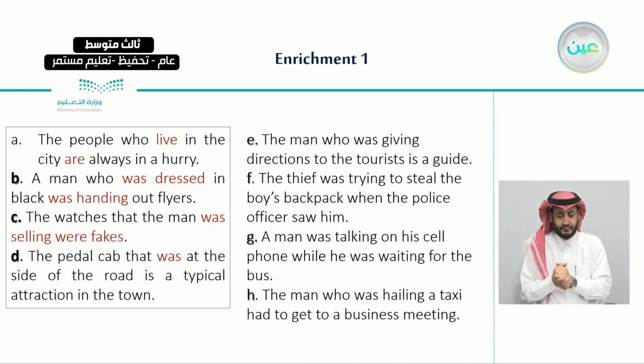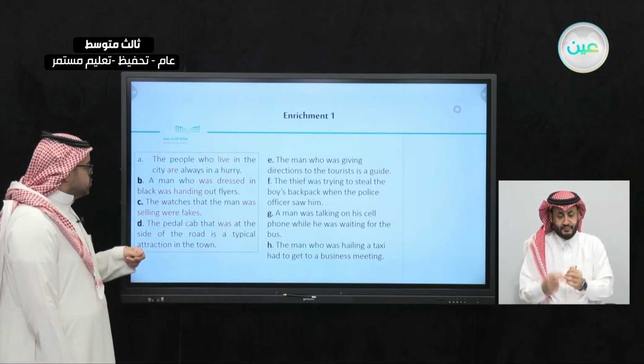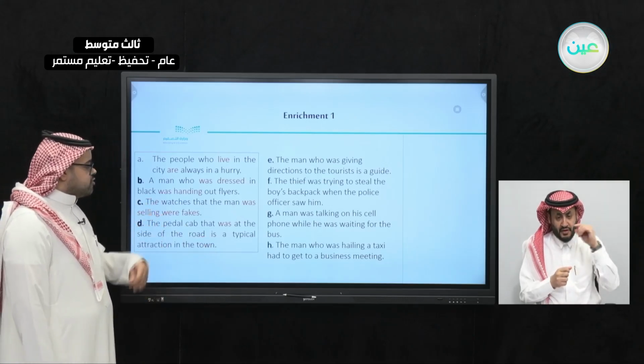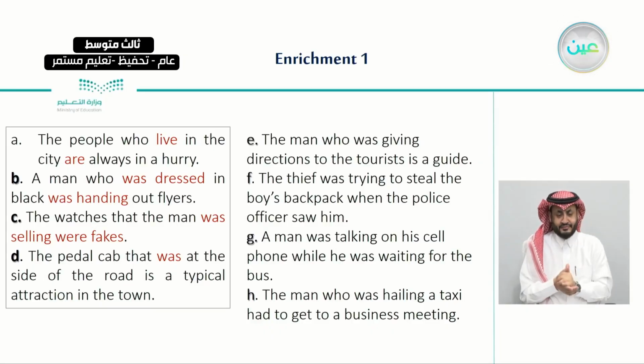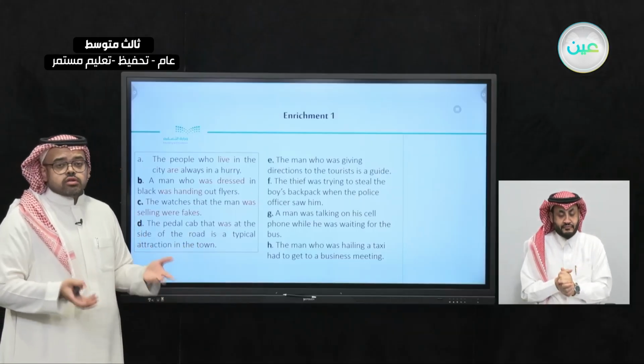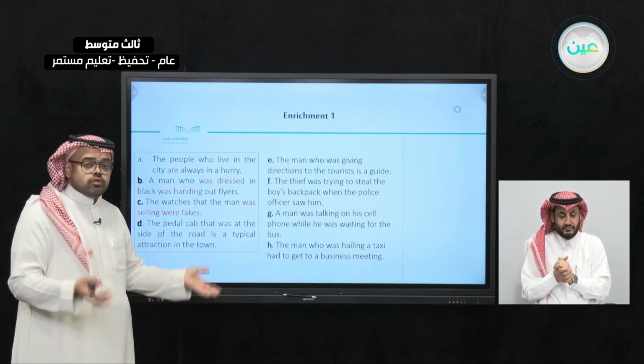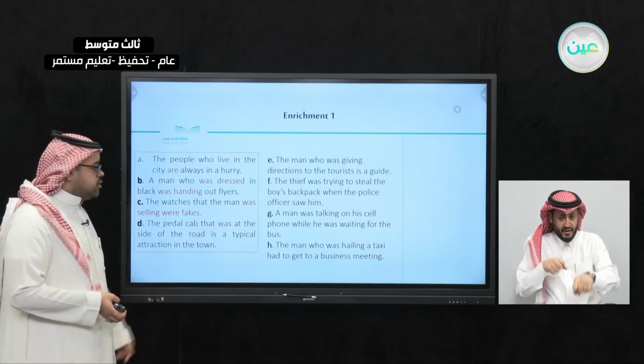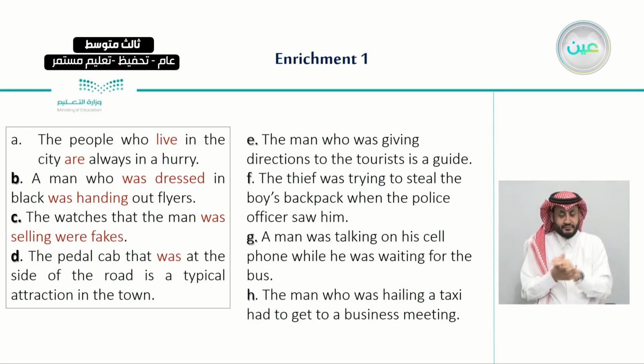So the descriptions were similar to this. The first one, which is the first picture, says the people who live in the city are always in a hurry. And also the other description says that the man who was dressed in black was handing out flyers, and the watches the man was trying to sell were fakes, and also the pedal cab that was at the side of the road is an attraction of the town. Here we also learned some important new vocabulary, like pedal cab, attraction, and flyers. So these were important words.